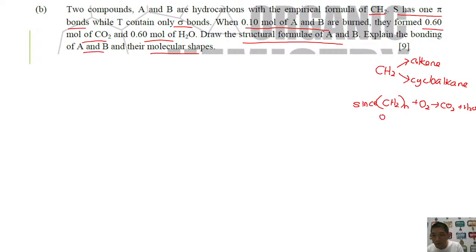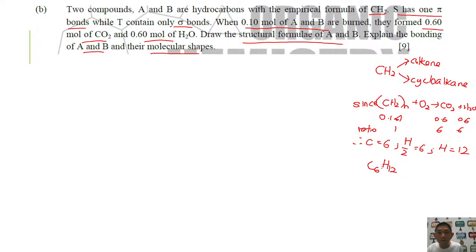So this one is 0.1 mole, this one 0.6, this one 0.6. So the ratio in here will be 1 to 6 to 6. Therefore, C in here is equal to 6. So H over 2 is equal to 6, so H is equal to 12. So you describe as fully as you can. So the structure is C6H12.